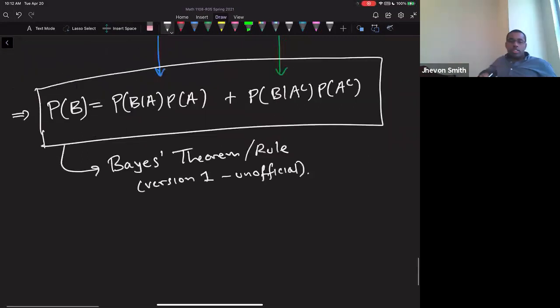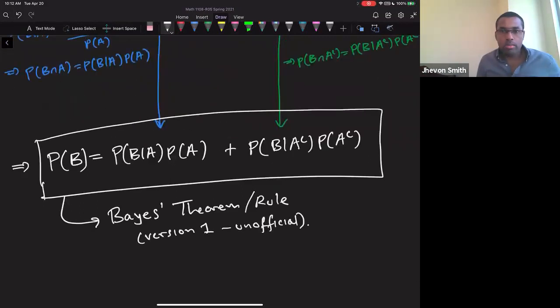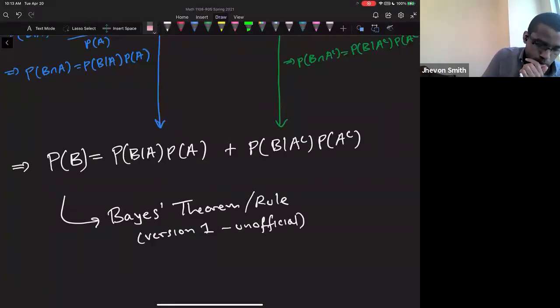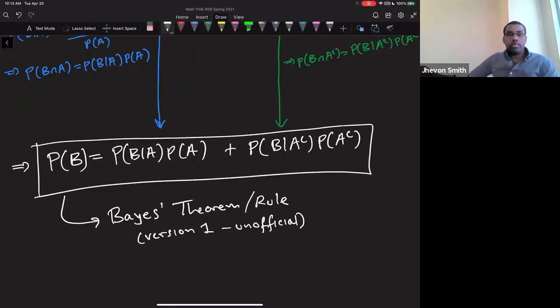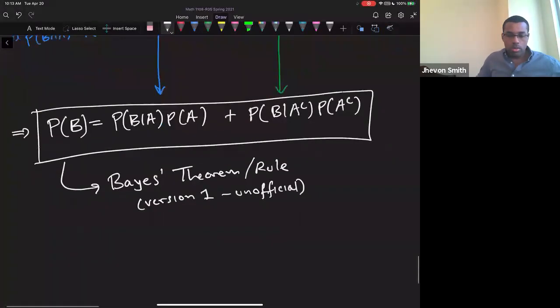I just want you to remember these two formulas, actually. I'm going to give you two formulas for Bayes' rule, and I want you to know both of them. I'm going to call them version 1 and version 2. Most people, when they think of Bayes' theorem, will think of version 2, which I'm going to tell you about right now.